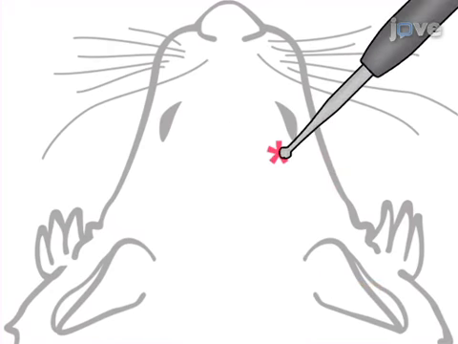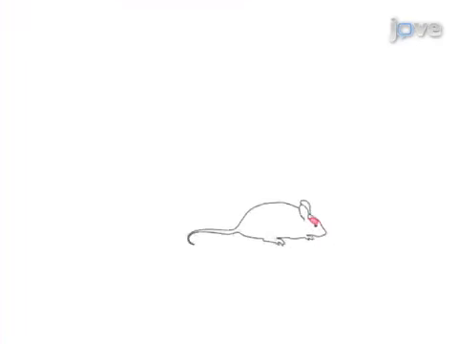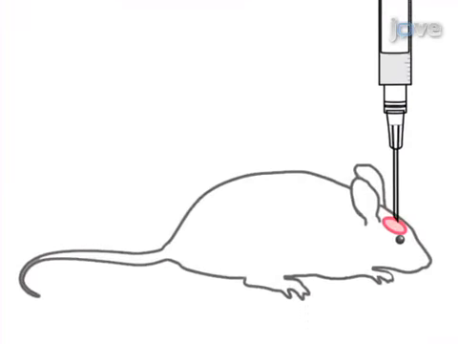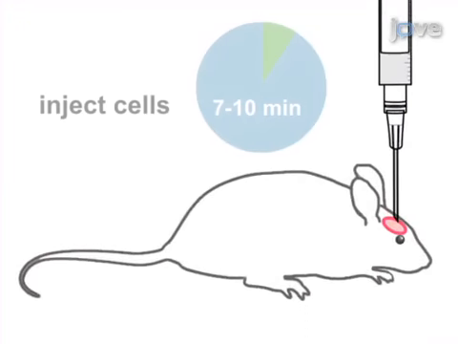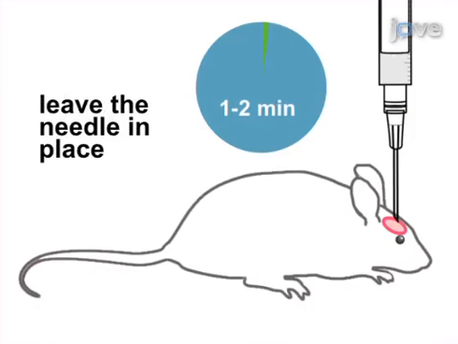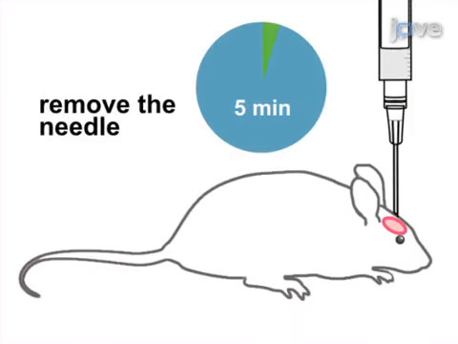Once located, a hole is drilled in the skull and a syringe is lowered at the proper depth to obtain tumor growth. Cells are then injected in a slow, controlled manner, followed by a delayed and gradual withdrawal of the needle.